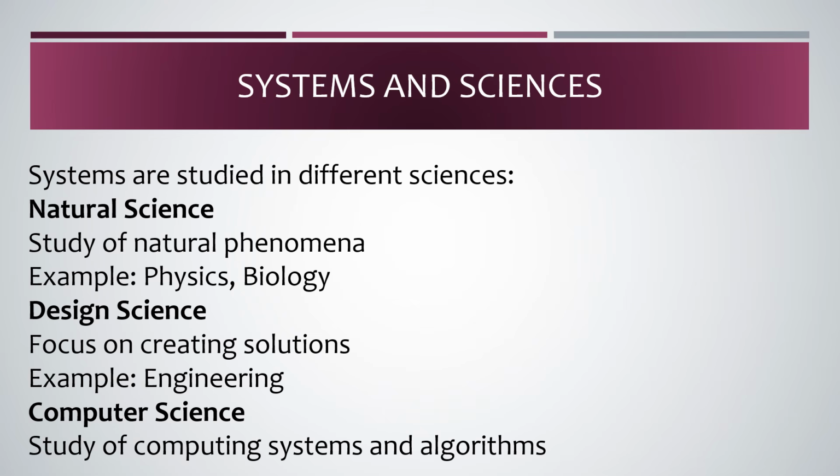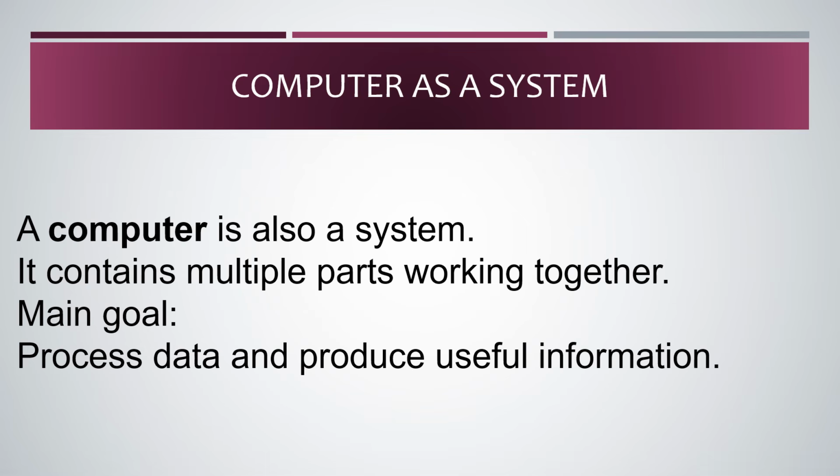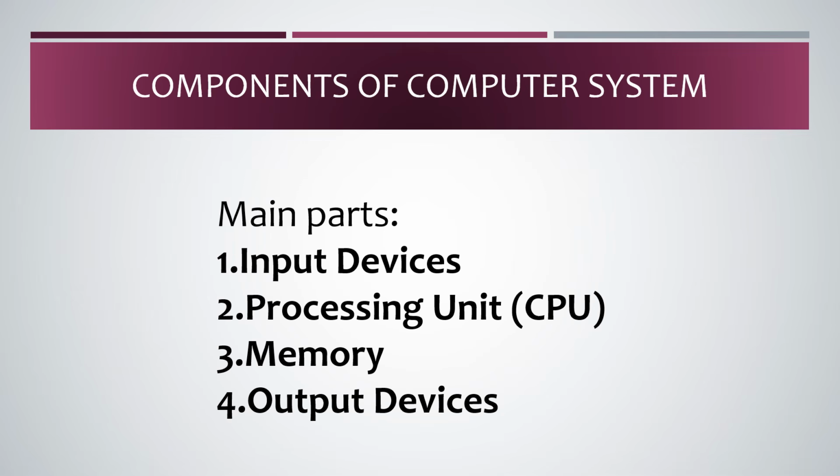Now, let's see another example, computer science. The study of computing systems and algorithms is computer science. Now let's see the computer as a system. A computer is also a system. It contains multiple parts which work together, and their main goal is to process data and produce useful information. The components of a computer system are here.